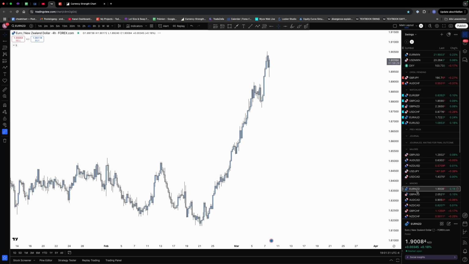Euro NZD we already dismissed. GBP AUD we already dismissed. AUD CAD. Okay, we re-swept this area here. We still have these sick equals, but it's a question of when it's gonna attack these equals. We didn't come into premium from this leg yet, so.